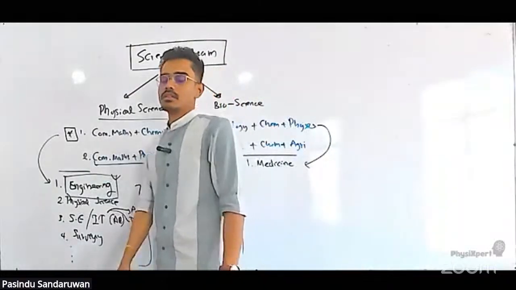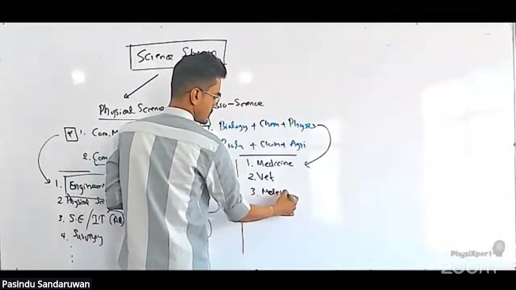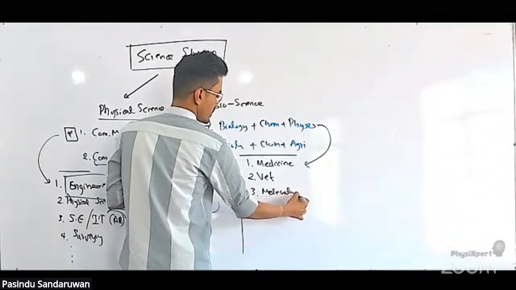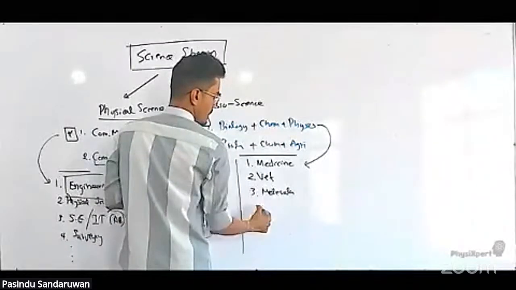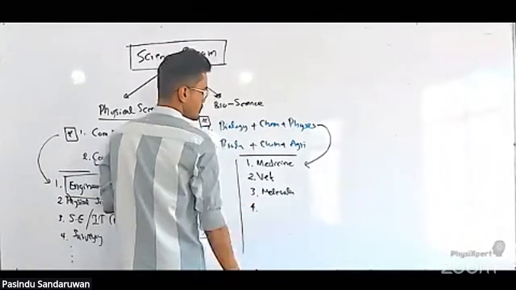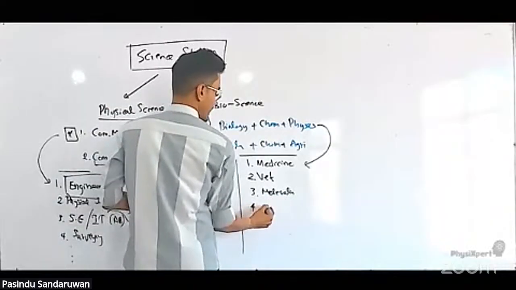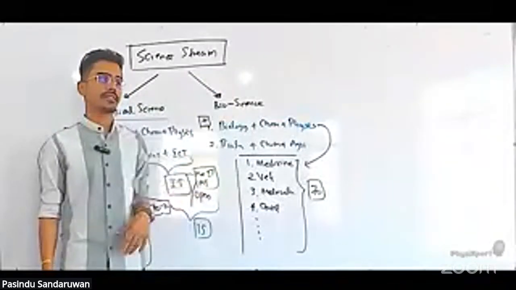Okay, common popular degrees are veterinary, molecular, dental, and likewise, if you list everything up in total, it's around 70 to 80, with open degrees and everything.